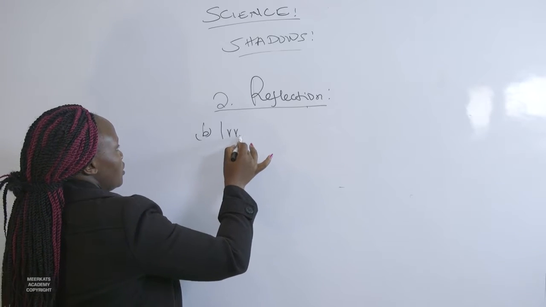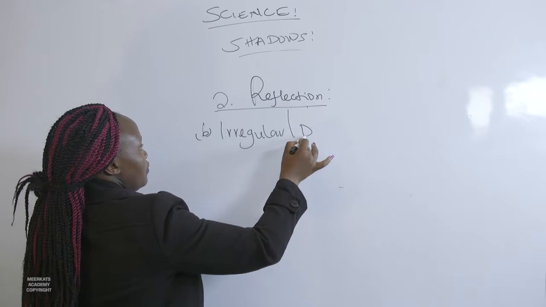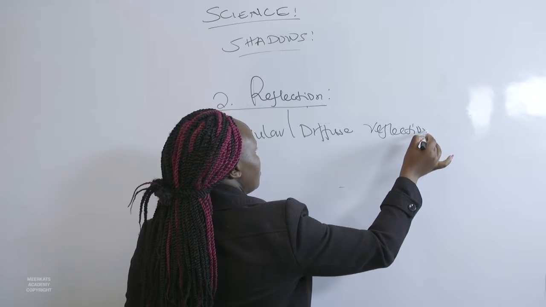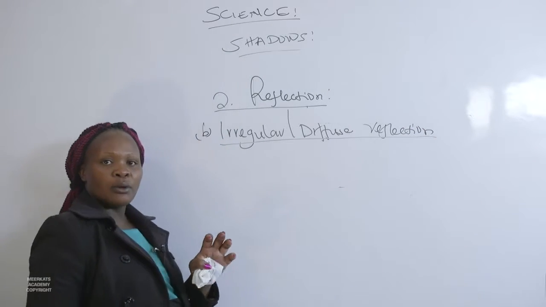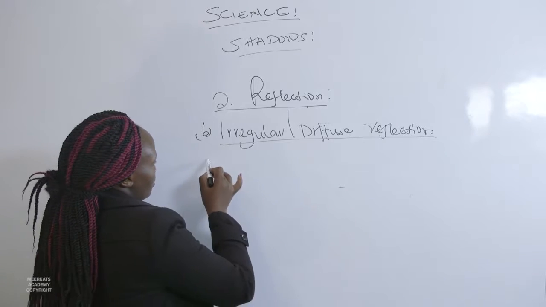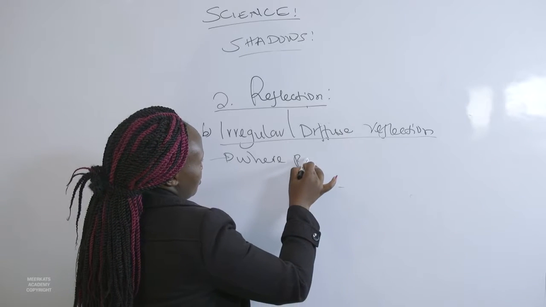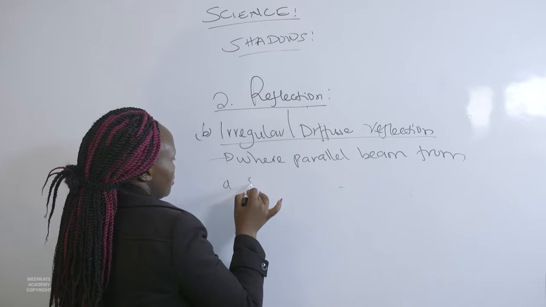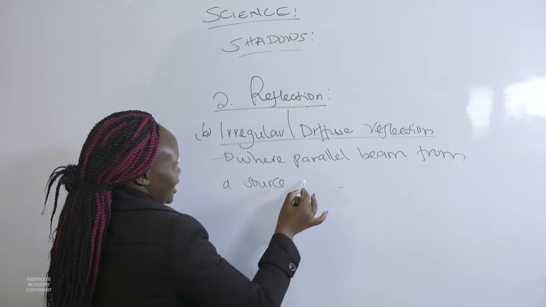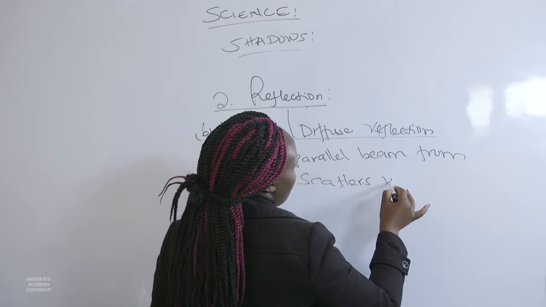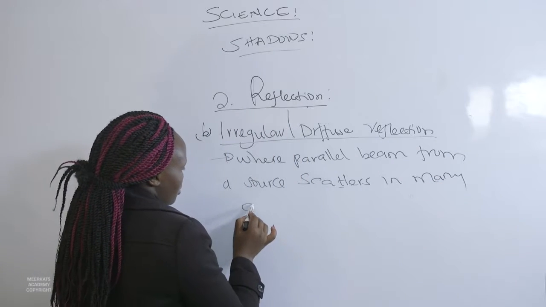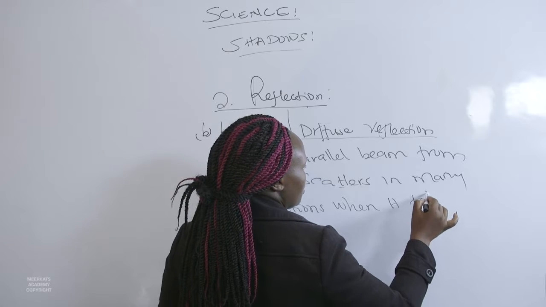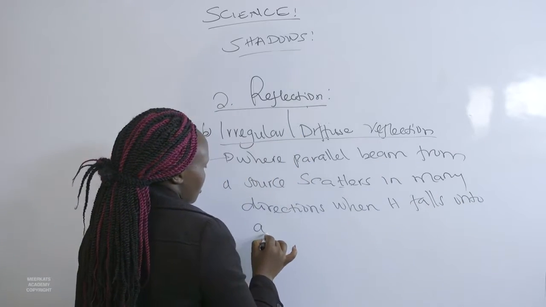Number two is what we call the irregular or diffuse reflection. What type of reflection is that? This one is where parallel beams from a source scatter in many directions when they fall onto a rough surface.